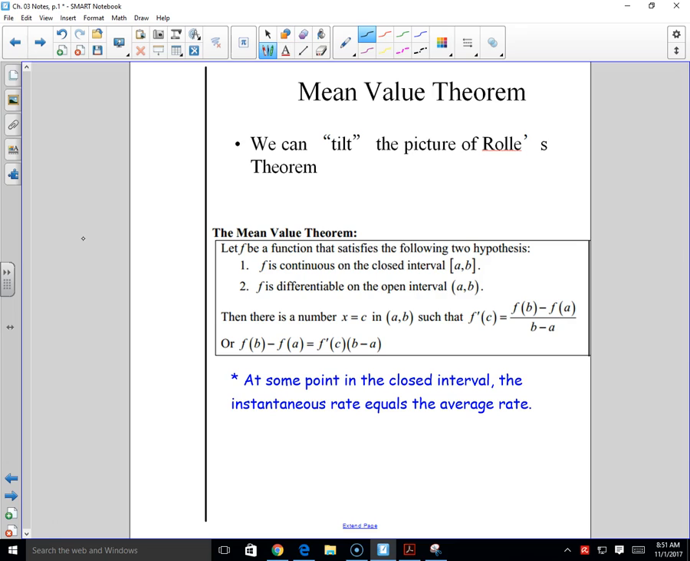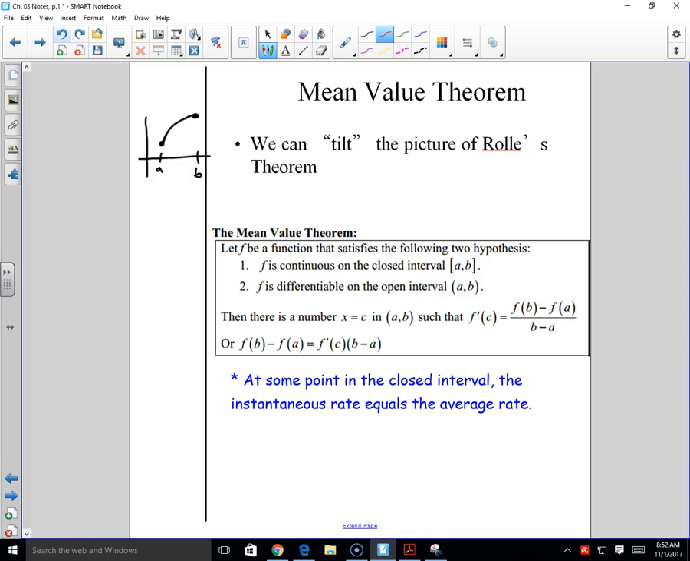I'm going to give you a quick sketch. What if we have a function, once again, with an A and a B? But this time, if you were to connect the two endpoints, it wouldn't roll flat. Can we say nothing? No. We can still say something. What if it doesn't roll flat? Am I guaranteed a 0? No.